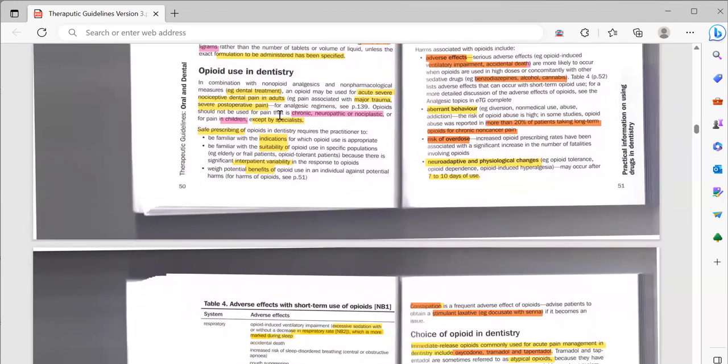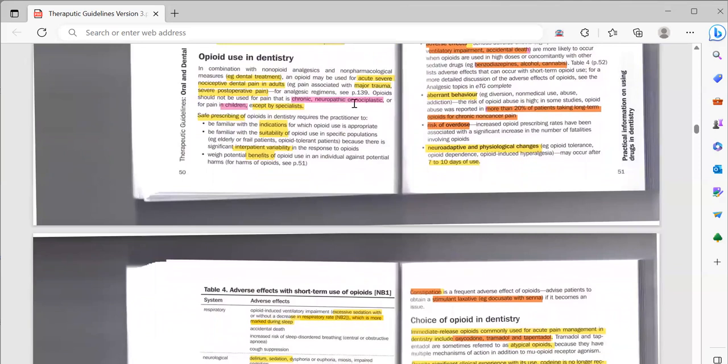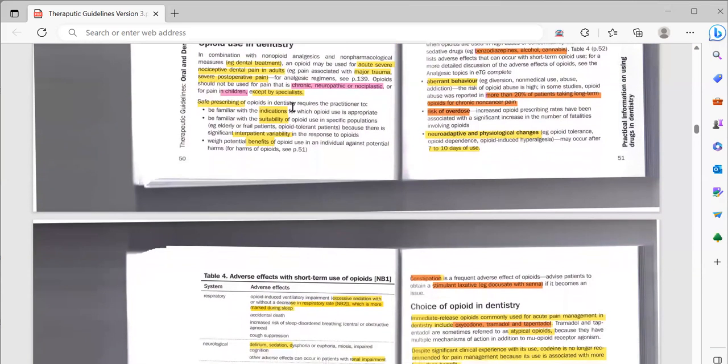Opiates should not be used for pain that is chronic, neuropathic, or nociplastic, or pain in children. So you should not be prescribing any opiates to children. And if the pain is chronic, for example more than 3 months, or neuropathic, we will read about neuropathic pain and nociplastic pain in the further pain chapter, except by specialists.